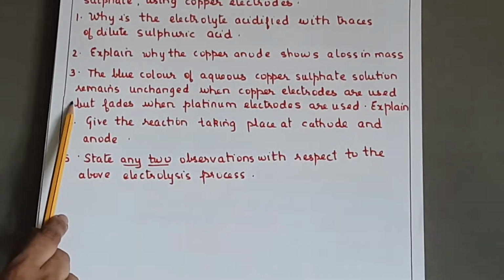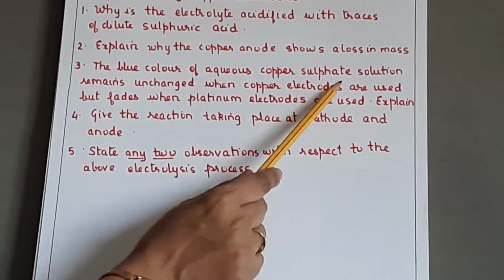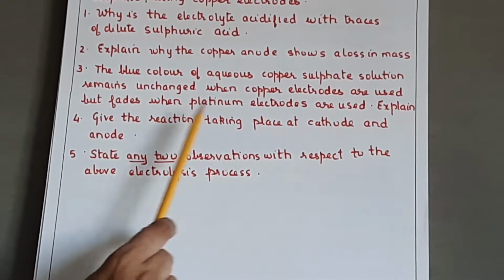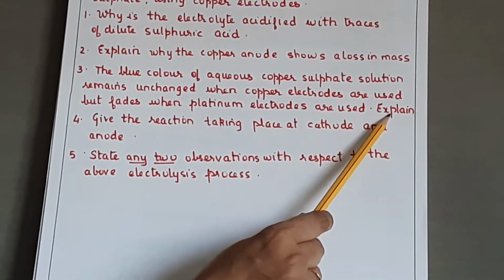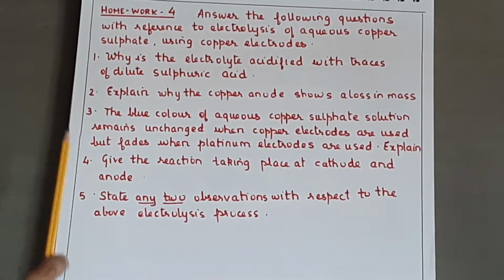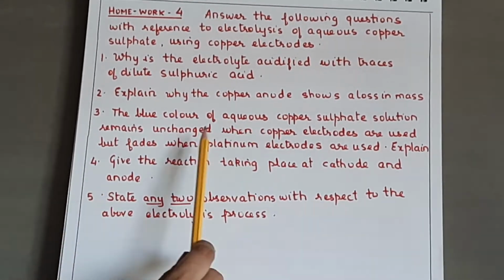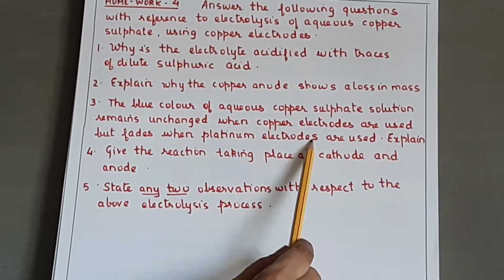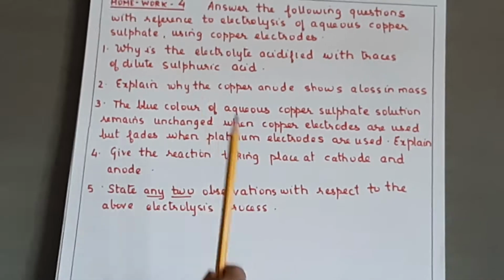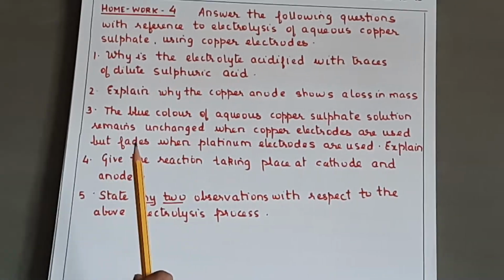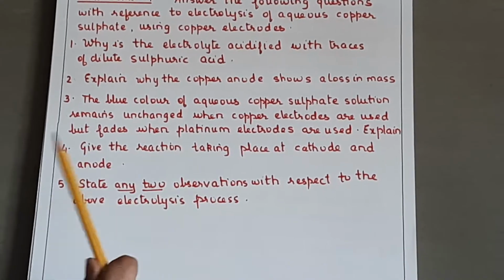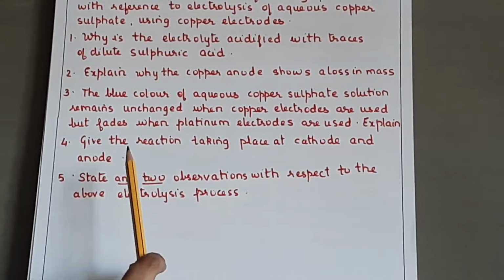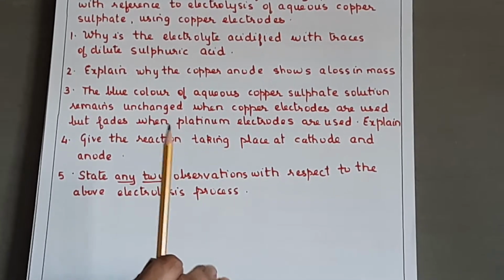Okay. Then third, I explained this: the blue color of aqueous copper sulfate solution remains unchanged when copper electrodes are used but fades when platinum electrodes are used. Explain. So what will be your answer for this? This is important, give 5 stars to this. It remains unchanged when copper electrodes are used. So you will write the answer like: when copper electrodes are used, for every copper ion which is getting discharged as a neutral copper atom at the cathode, a copper ion is getting replaced at the anode. So copper ions remain almost the same. So the blue color remains intact.